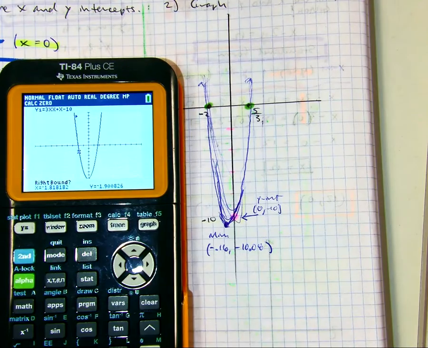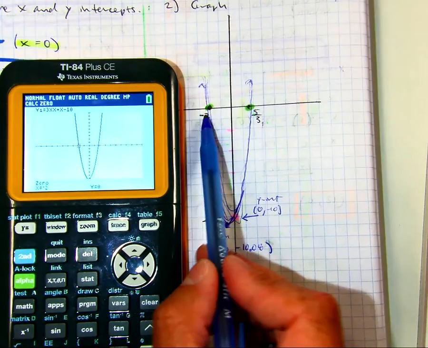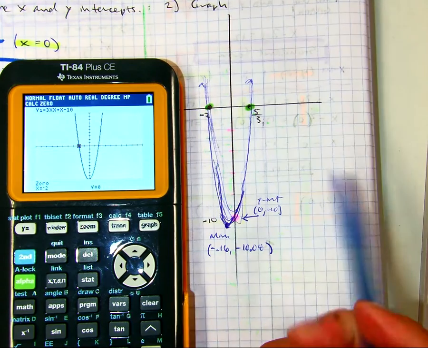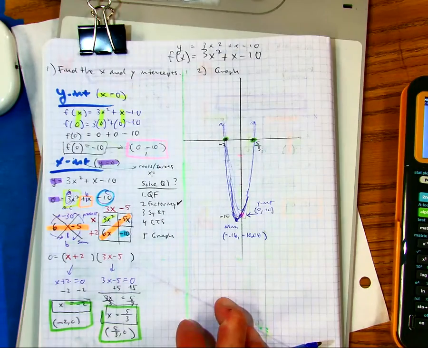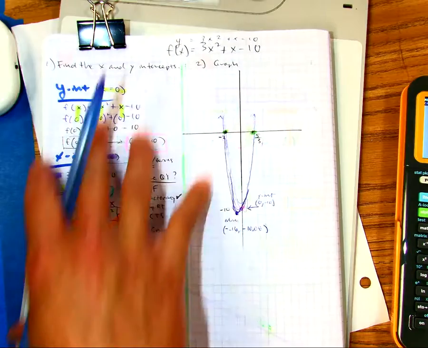Okay? So again, the goal of us doing this is that you can both algebraically find the x and y intercepts. The graphing calculator helps us, okay? It does not replace our mathematical thinking.